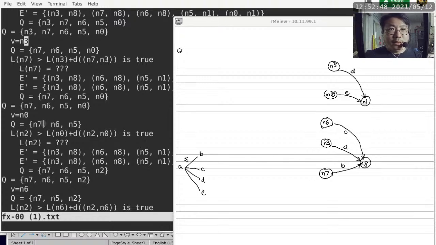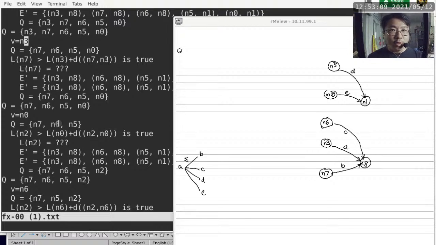All right, the next one we choose is N0. If you look at the graph, N0 to N1 has a distance of E. So we can tell that E is less than or equal to the other three unknown variables.